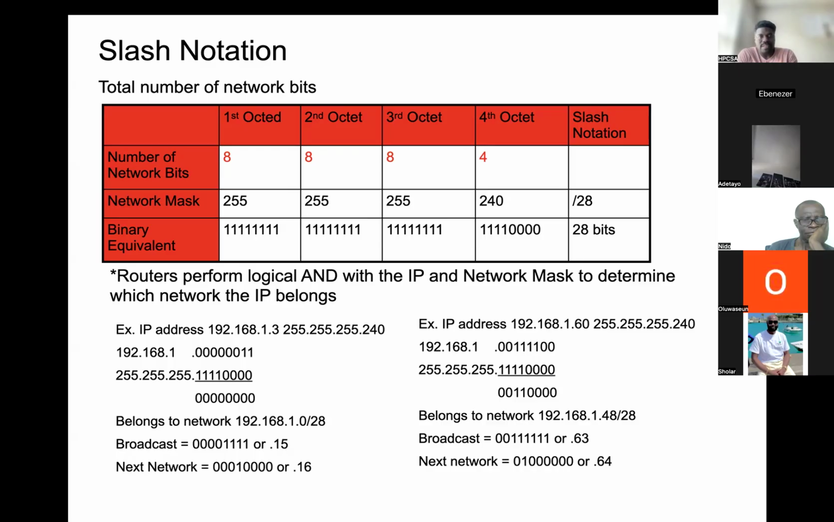So the first octet, 255, is occupied. The second octet, 255, is occupied. The third octet, 255, is occupied. The fourth one is 240. Why? Because only 4 bits out of it are occupied.